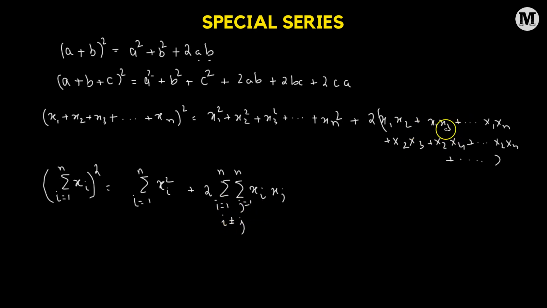Meaning, when we took the product here, we can observe that we never took x1 multiplied to x1. That means we never took the product of a term with itself. This was not done. Similarly, we didn't have x2 times x2 or xn times xn. This is what we mean when the indices are not equal. That means we will never take the term and multiply with itself.